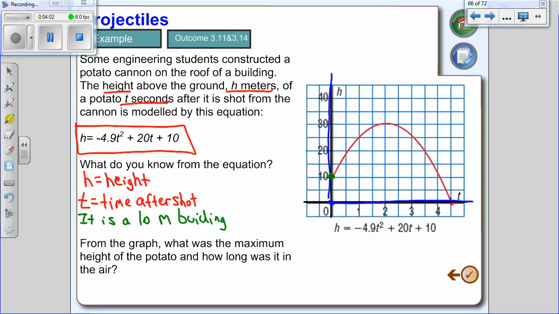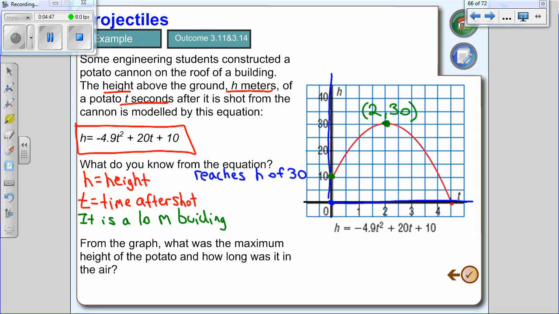What's something else I know about this potato after I shoot it? You know your vertex. It's at 2, 30. And that's right, that means something. That's telling you the maximum height is 30. So the potato reaches a height of 30. And that's something you know just by looking at this graph. You have a maximum height of 30.